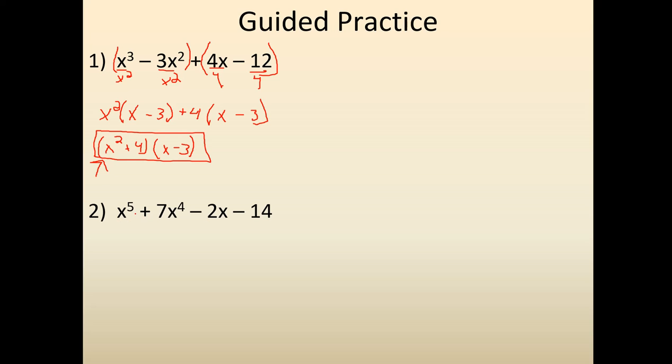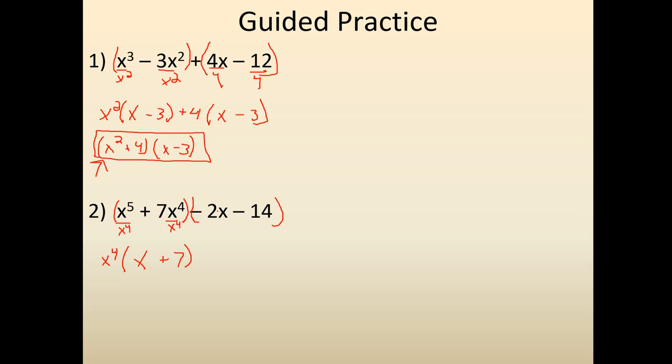All right, going back to here, array in standard form, group the first two together, group the last two, making sure to keep this negative in there. And that's what I'm going to do. Common variable x to the fourth, that's the smallest exponent. So x to the fourth gets pulled out. x to the fifth divided by x to the fourth is just x. 7x to the fourth divided by x to the fourth is just 7.